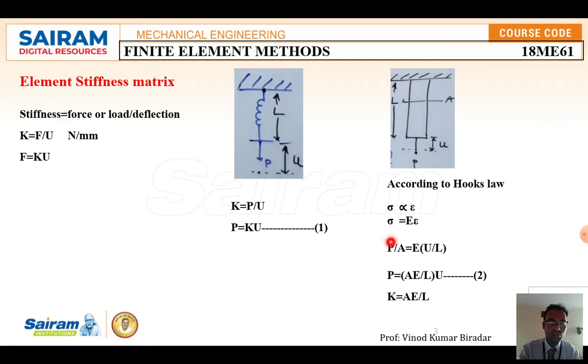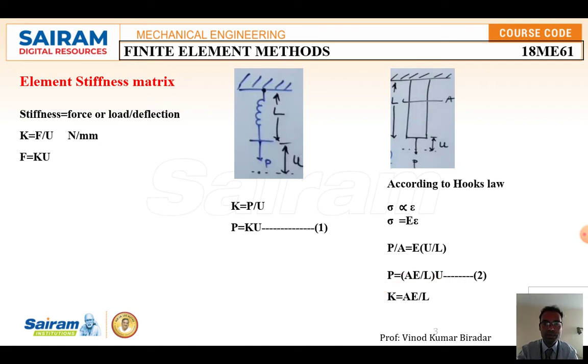Stress is equal to force per unit area. Strain is nothing but the change in length divided by the original length. The change in length is U and the original length is L. Simplifying this again, you get P is equal to AE by L times U. So P by U is equal to K, and substituting, K is equal to AE by L. This equation you are going to use while solving problems upcoming. This is very important.